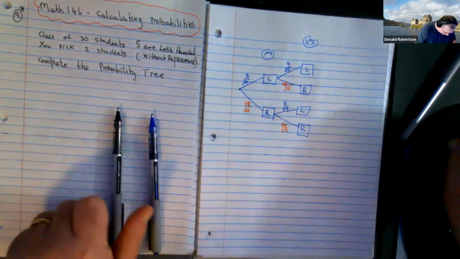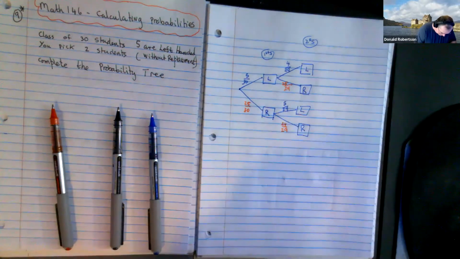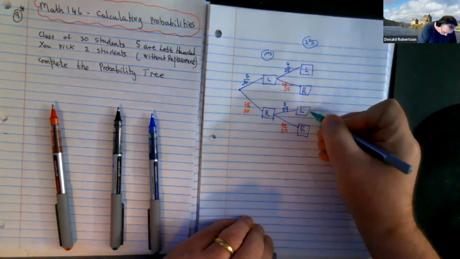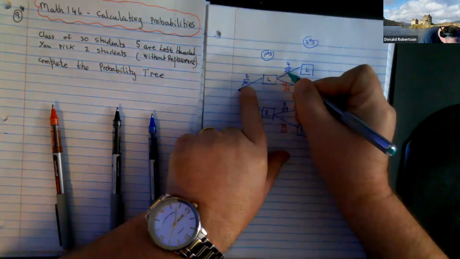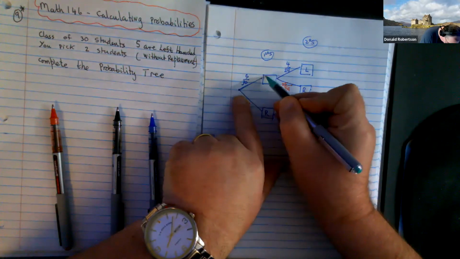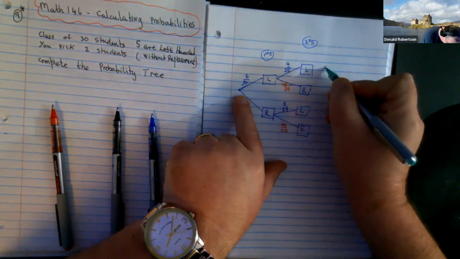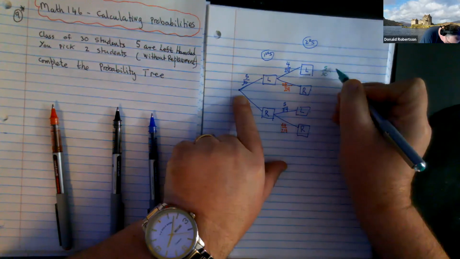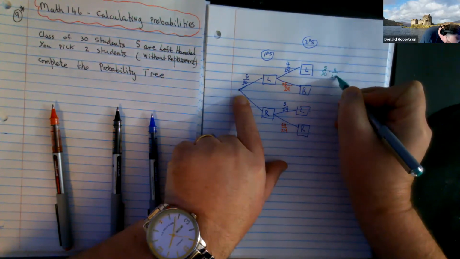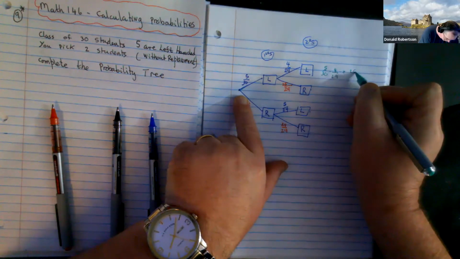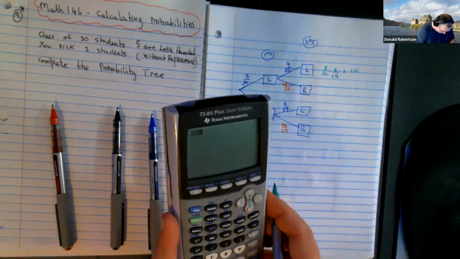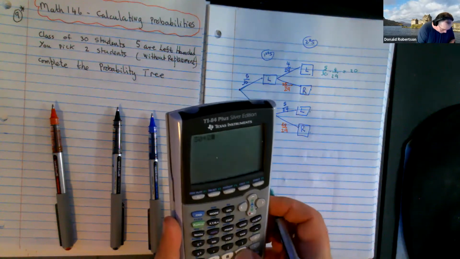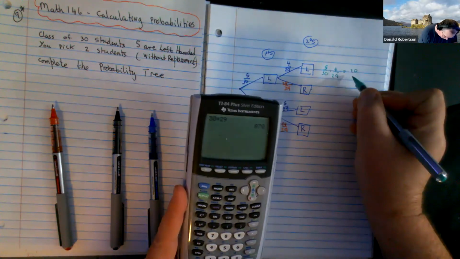Now, what's going to happen to finish this is that we're going to get the probabilities of each of the 4 events. And you just basically multiply along the pathway. So 5 out of 30 times 4 out of 29. And that becomes 20 out of 30 times 29.